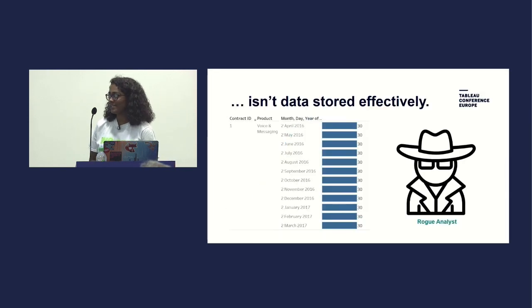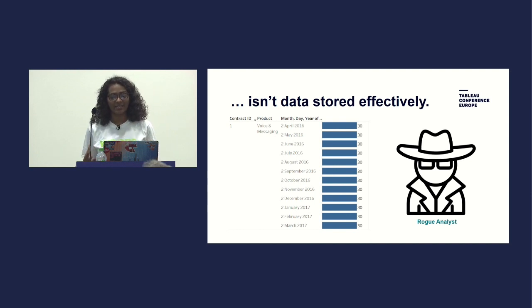What the rogue analyst needs to be able to complete this type of analysis is this data structure: a row per contract ID per payment month. Now, for those of you in the room who can see this on the screen, you'll understand that this is going to multiply out the data.